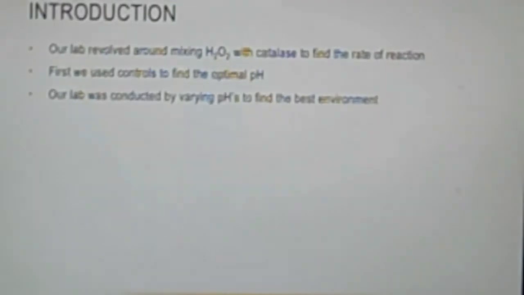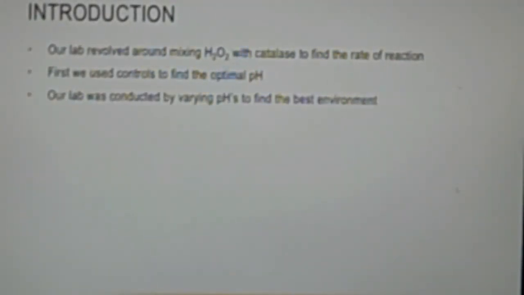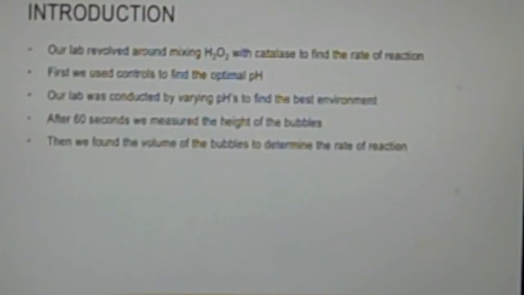Introduction. Our lab revolved around mixing hydrogen peroxide with catalase to find the rate of reaction. First, we used controls to find the optimal pH. Our lab was conducted by varying pHs to find the best environment. After 60 seconds, we measured the height of the bubbles. Then we found the volume of bubbles to determine the rate of reaction.